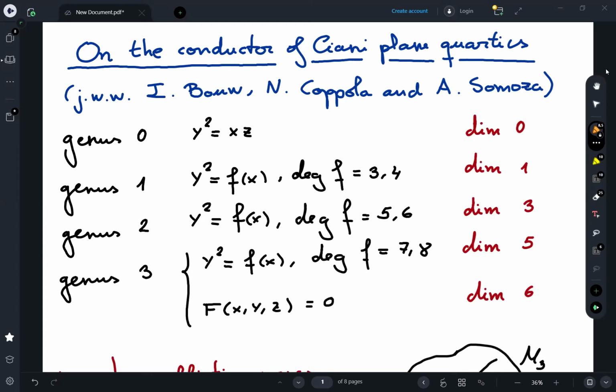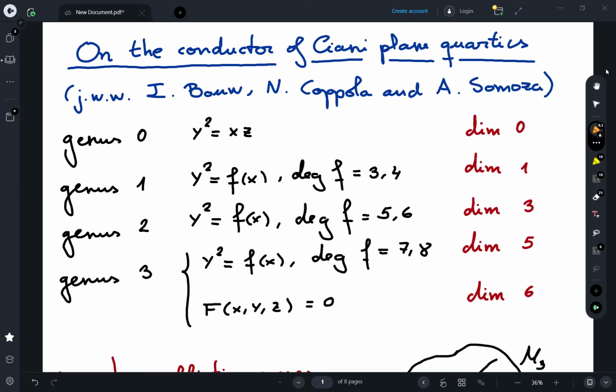by genus. Before that, maybe I should say, even if it is written, insist on it: this is joint work with my three collaborators, Irene Bau from the University of Ulm, Nirvana Coppola, who was in Amsterdam during the time that we did the paper, and Anna Somoza, who was in Rennes.